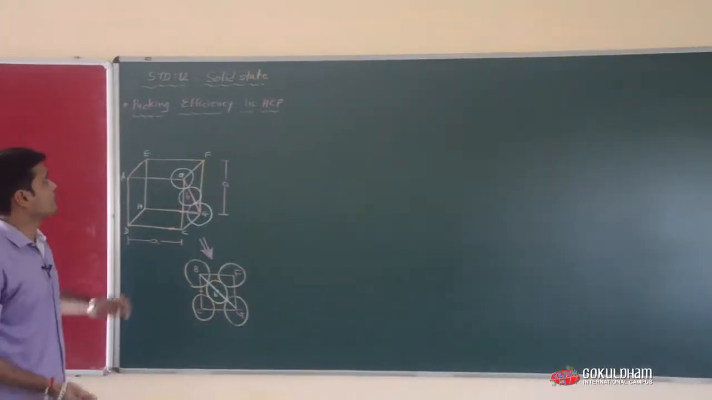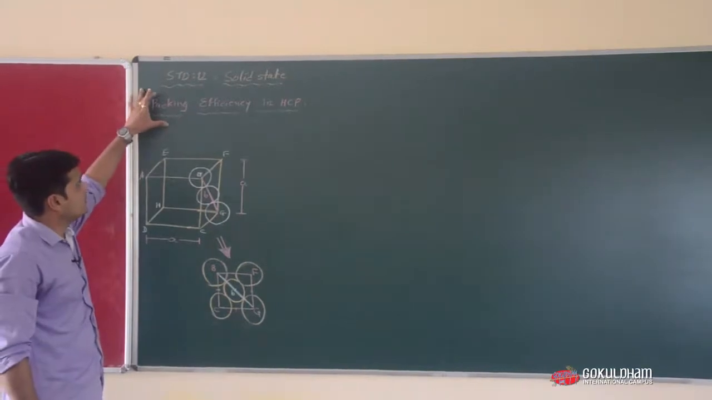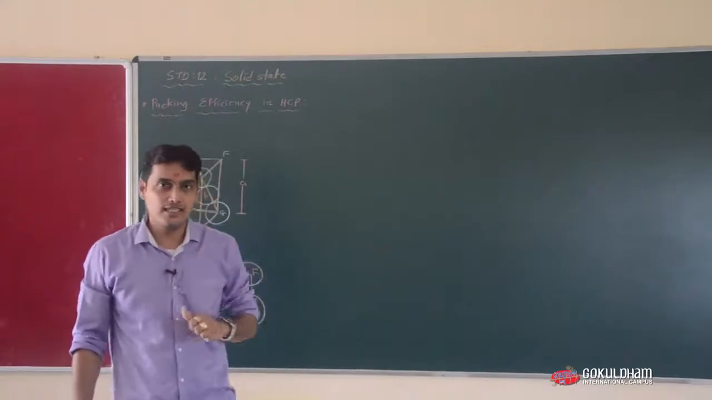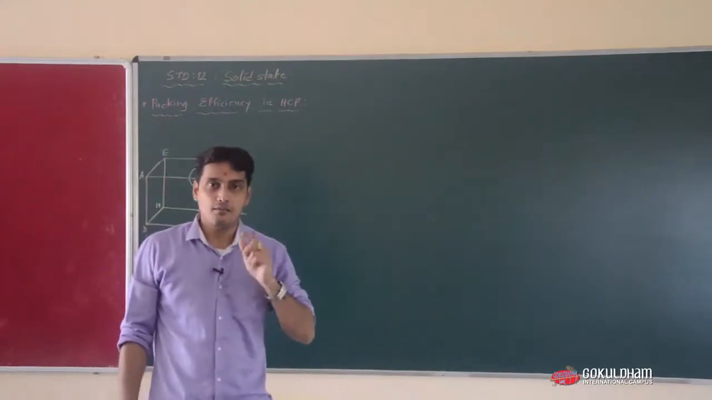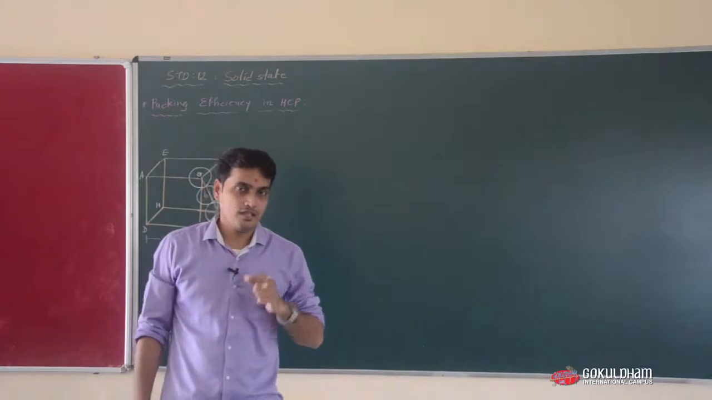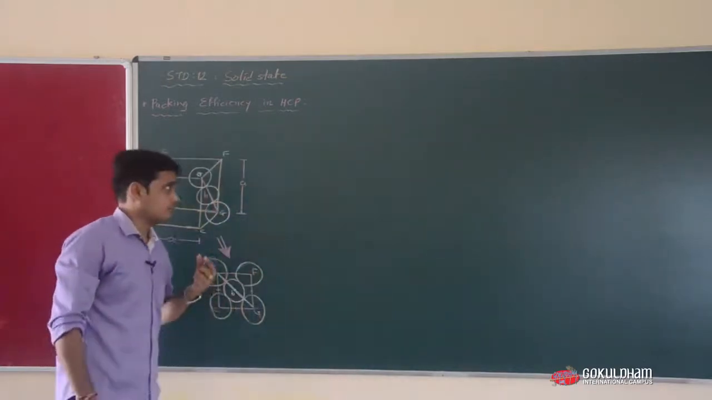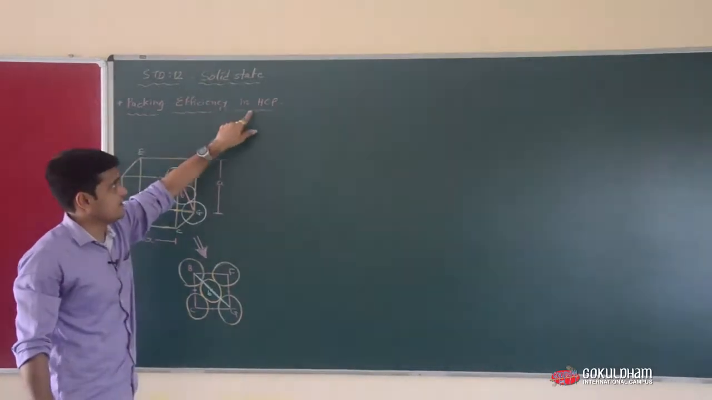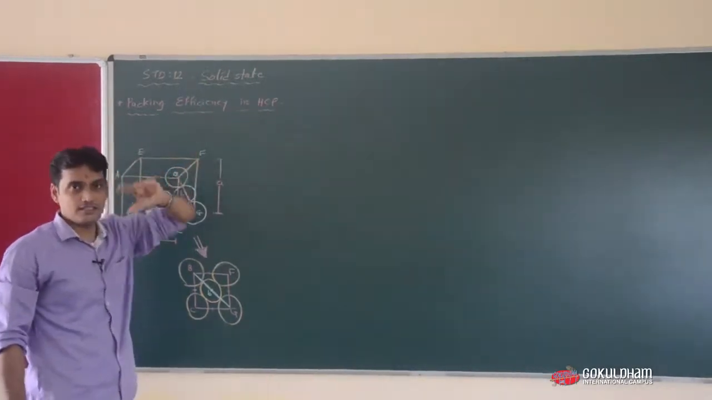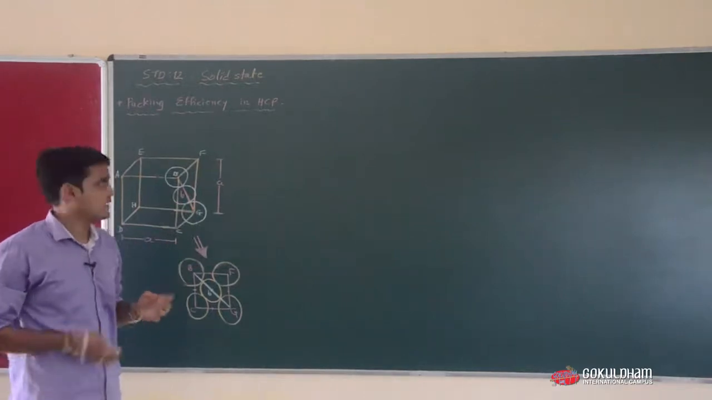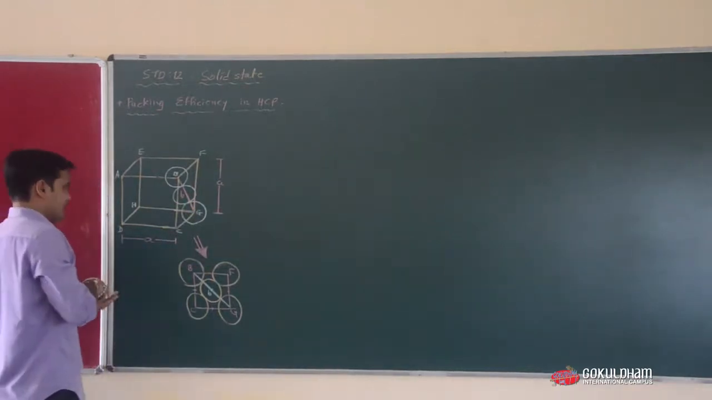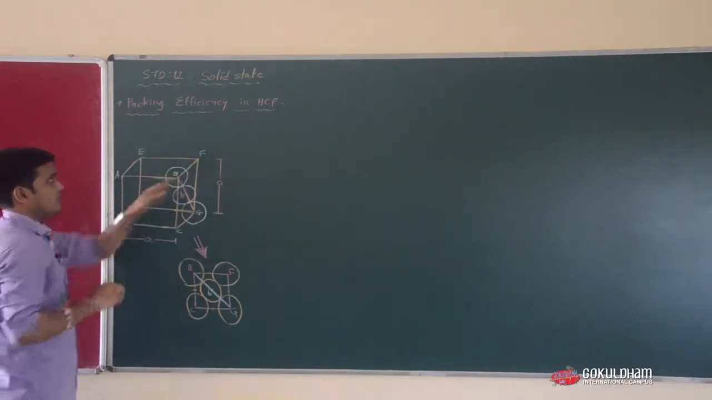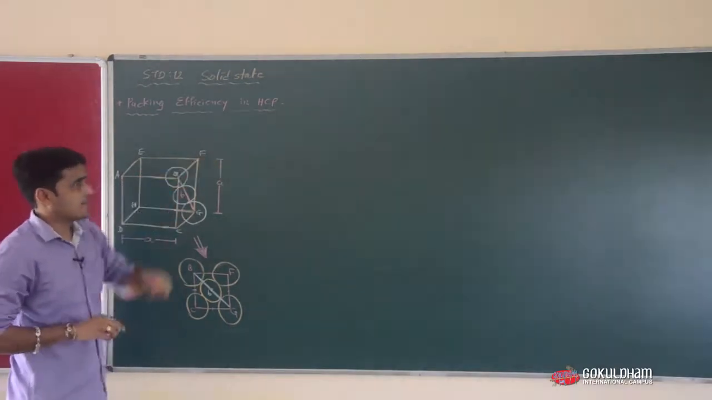In the previous video, you saw the packing efficiency in a simple cubic cell and body centered cubic cell. Now further we are going to discuss packing efficiency in HCP or CCP, cubic close pack. You can see the figure, HCP, hexagonal close pack.